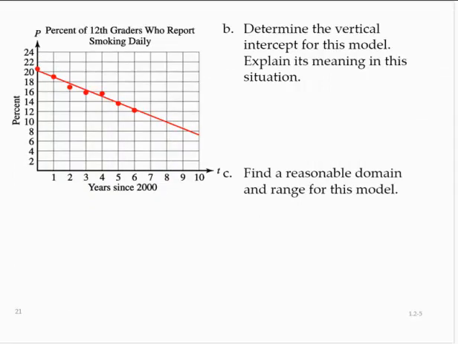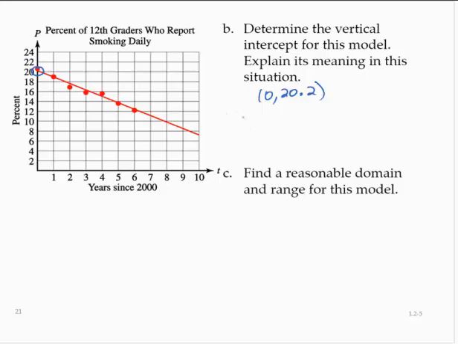Determine the vertical intercept of the model. Explain its meaning in this situation. So the vertical intercept is this point right here, which is not necessarily the data point. So it looks to be a little bit more than 20, so maybe 0, 20.2. Explain its meaning.